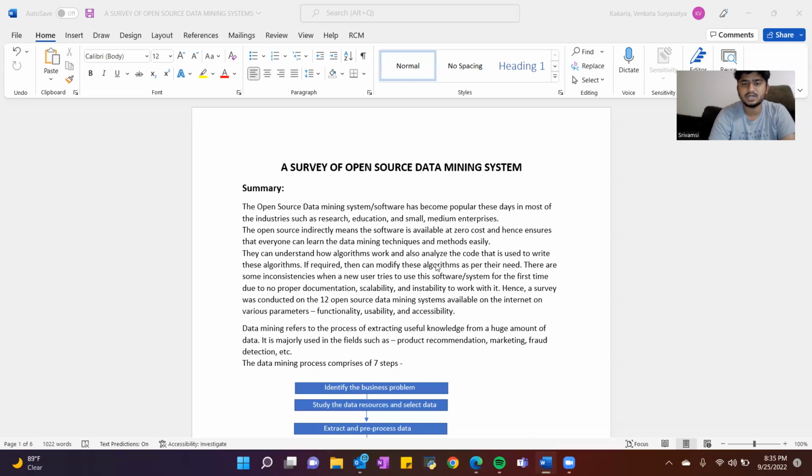Hence, a survey was conducted on the 12 open source data mining systems available on the internet on various parameters like functionality, usability, and accessibility. Data mining refers to the process of extracting useful knowledge from a huge amount of data. It is majorly used in fields such as product recommendation, marketing, fraud detection, etc.